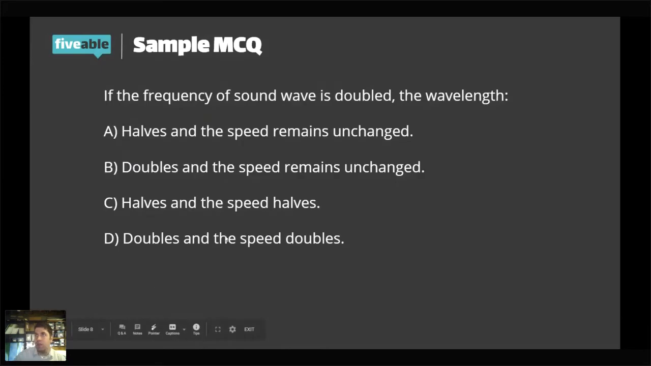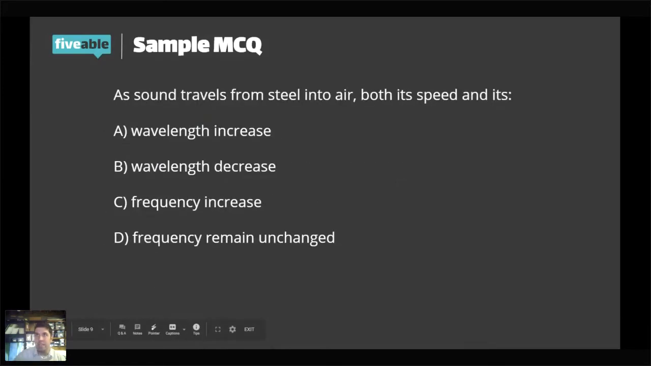All right, so our best answer for this one is choice B: going from a fast material that's dense to a slow material that's less dense, both its speed and its wavelength will decrease. Choice B.